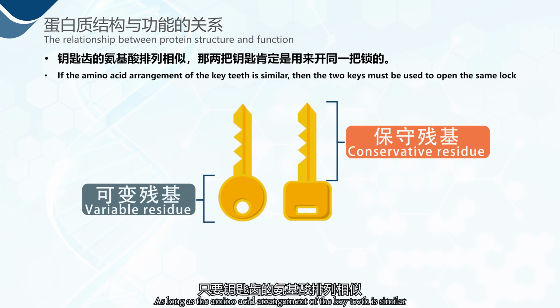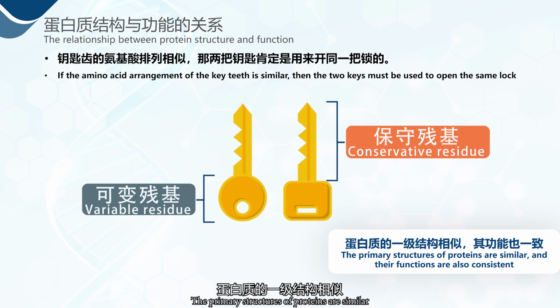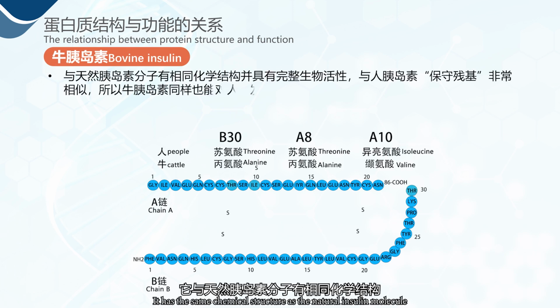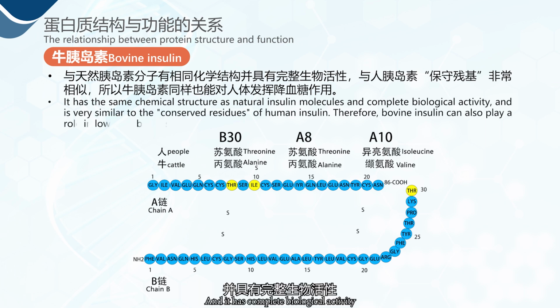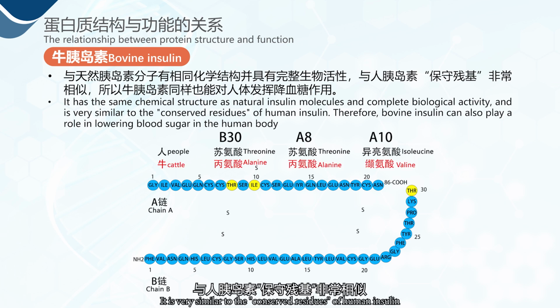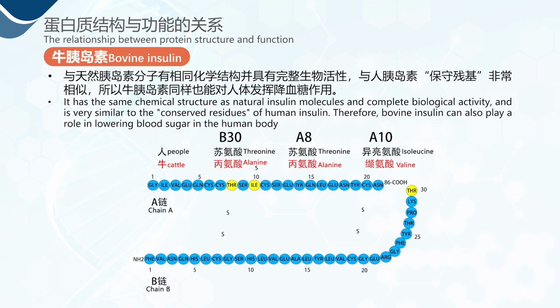As long as the amino acid arrangement of the key teeth is similar, those 2 keys must be able to open the same lock. That is to say, if the primary structures of proteins are similar, their functions are also the same. For example, bovine insulin. It has the same chemical structure as the natural insulin molecule, and it has complete biological activity. It is very similar to the conserved residues of human insulin. So bovine insulin can also have a hypoglycemic effect on the human body.